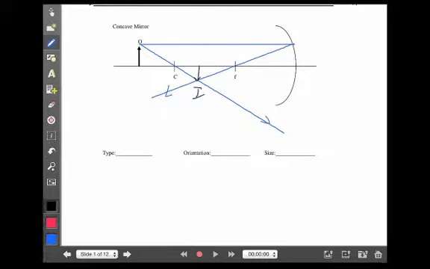Now, let's look at that image. First of all, it appears out here with the object in real space. That makes it a real image. Okay? If we had a screen, we could actually project that image onto that screen right there. Notice its orientation, though. It is inverted. Okay, it's upside down.